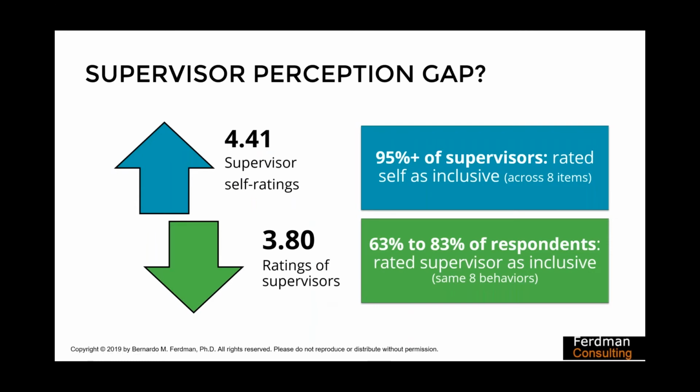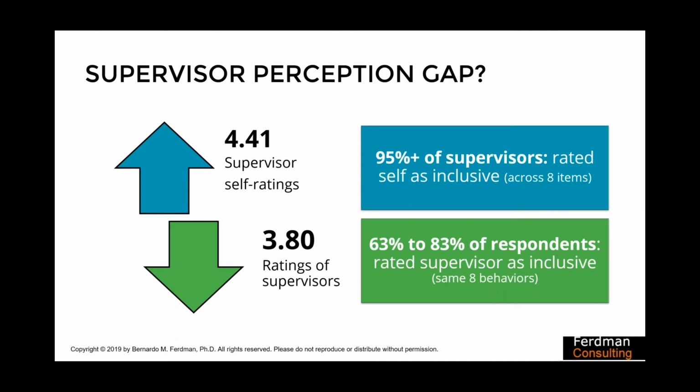Another interesting thing we found with this data was what maybe is a supervisor perception gap. Supervisors rated themselves on average on a 5-point scale as 4.41 on their own behaviors across 8 items in terms of how inclusive they were. So 95% or more within items said, yes, I behave inclusively always or frequently on this particular item. However, when people were asked to rate their supervisors, and unfortunately we couldn't match them specifically, but it's still very telling, only 63 to 83% of the respondents rated their supervisor as inclusive on those same behaviors. And so there's a huge gap.